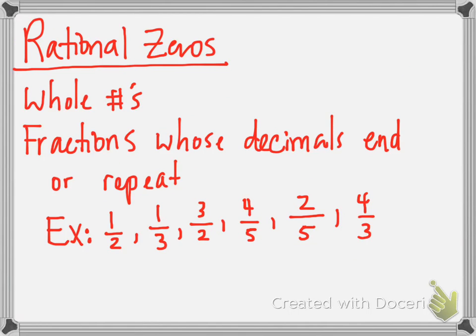Rational zeros. When you're finding rational zeros, you're looking for whole numbers, or you're looking for fractions whose decimals end or repeat. So like 1/2, the decimal is 0.5, that ends. 1/3, you're going to get 0.3333333, that repeats. So anything like that are rational zeros. Anything other than that would be considered irrational, and we're not going to consider those in our answers.